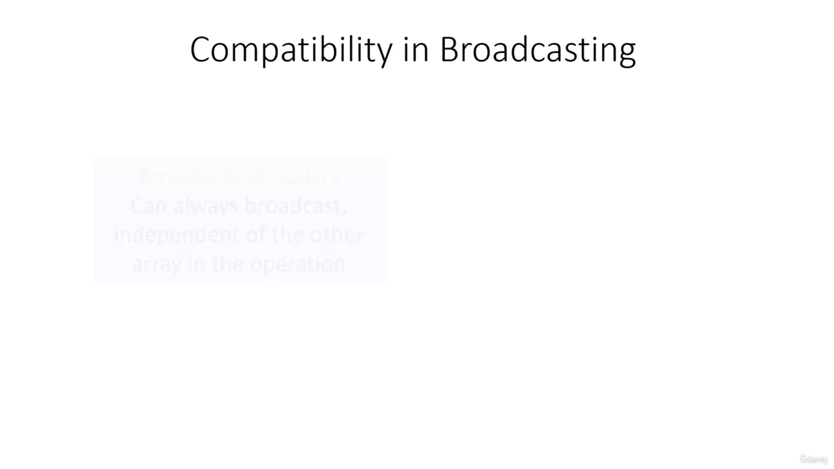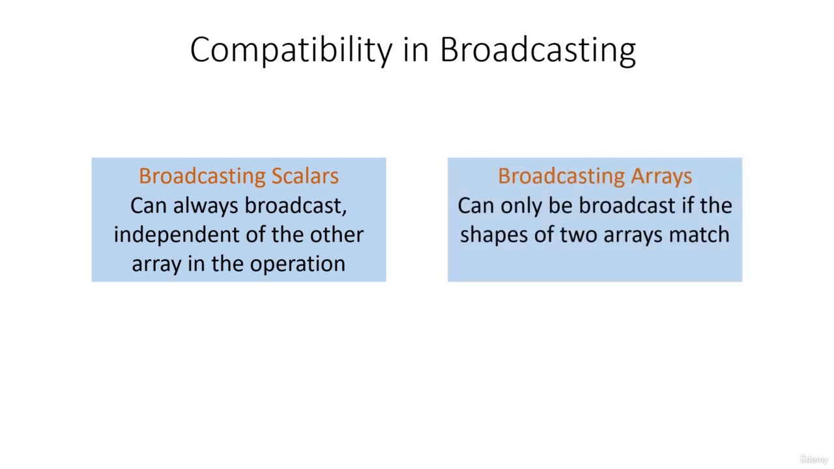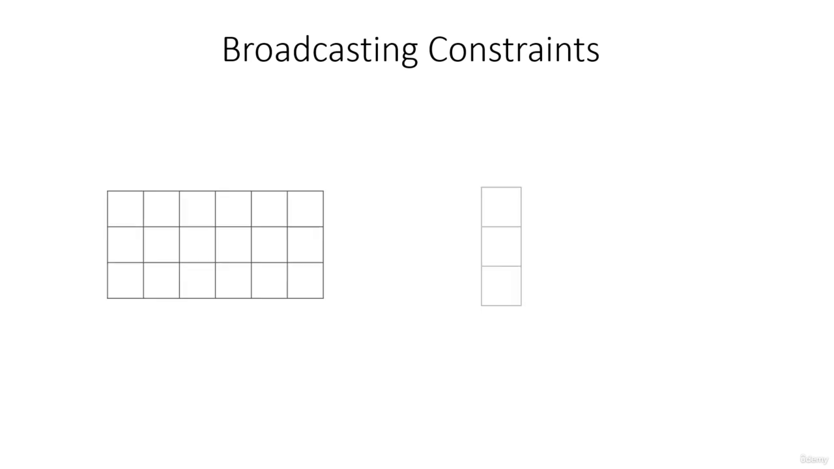We have already seen how broadcasting works with scalars. Let's now take a look at broadcasting with arrays. You can only broadcast the smaller array over the larger if the shapes of the two arrays match exactly or they are compatible in some ways. Let's see what this actually means. So here are two arrays, and we want to perform some arithmetic operations between these two arrays. The arithmetic operation we want to perform is in an element-wise manner.